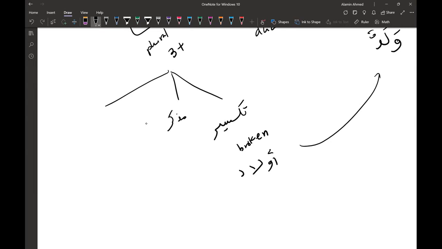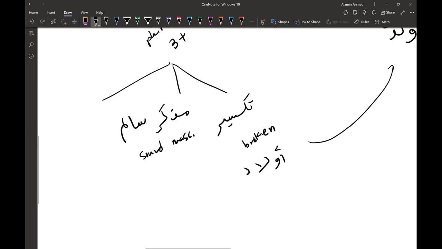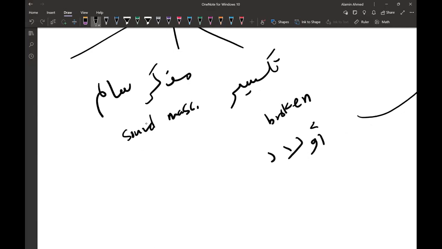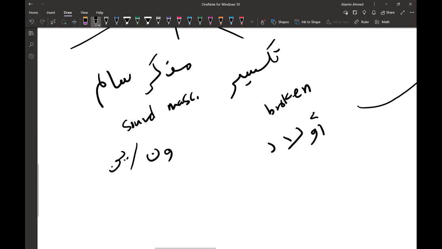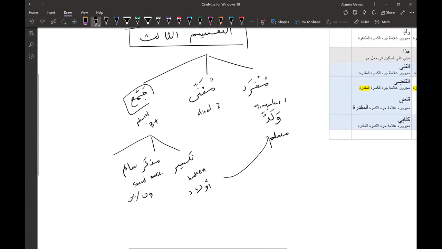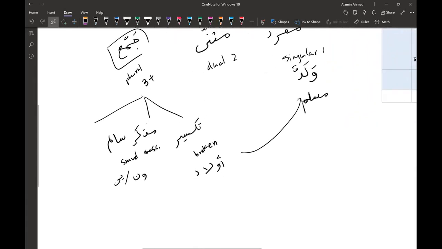mudhakkar salim. That means sound masculine plural. This one is a little bit similar to how we do plural in most of our English words, like, for example, we add s or es. Here, what we do is we add waw and noon, and sometimes we add ya and noon. I'm trying to go through this one quickly because I'm pretty sure all of you know them, but you will see there are a lot more to talk about when you go into a little more detail.